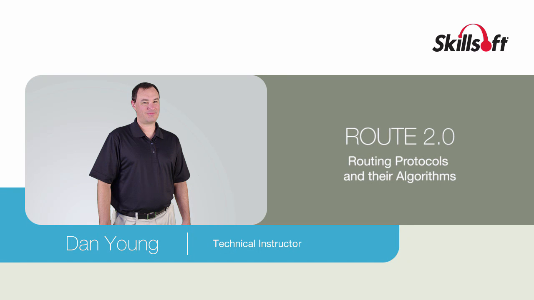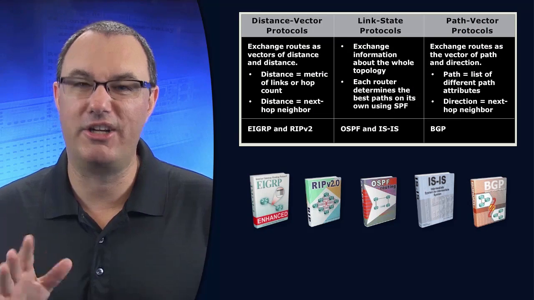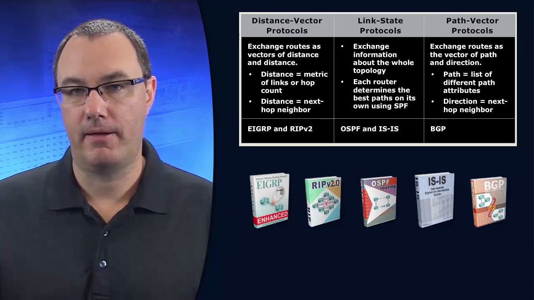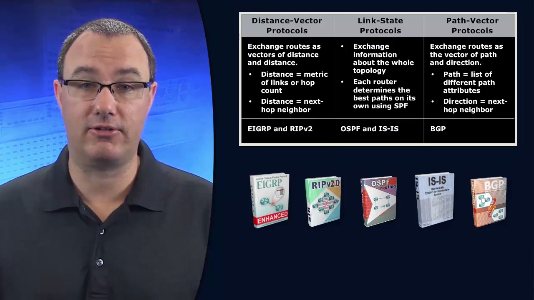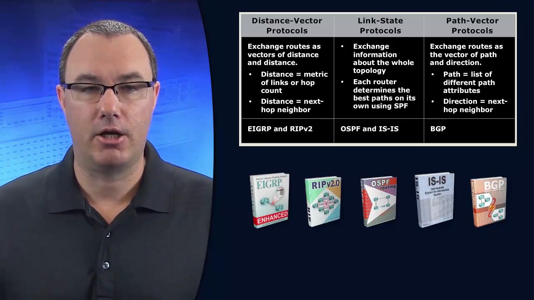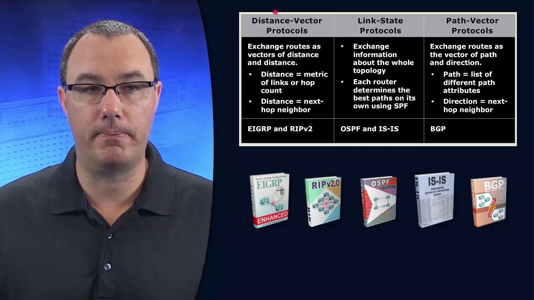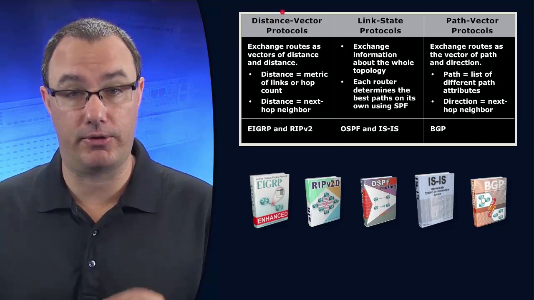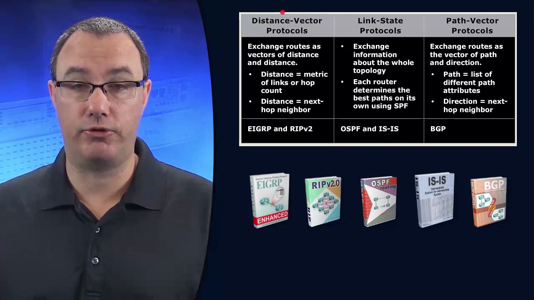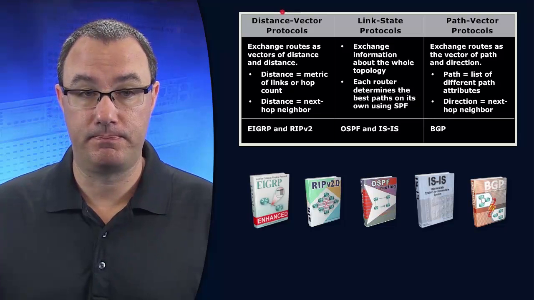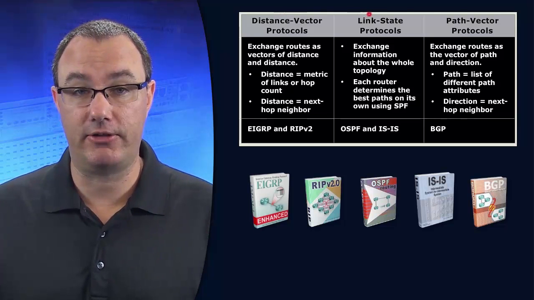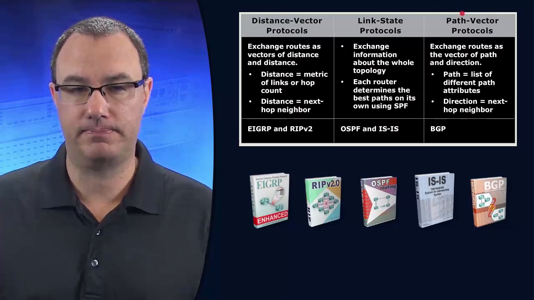I want you to think there are a lot of differences and nuances between the dynamic routing protocols that exist in the wild today. A lot of those nuances and behaviors stem from the underlying algorithm used by the dynamic routing protocol: distance vector, link state, and path vector.